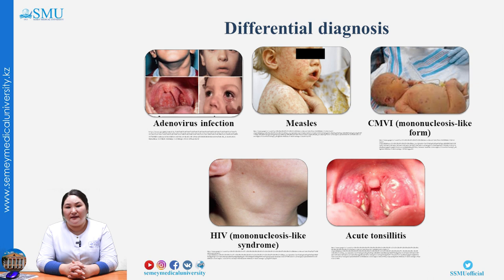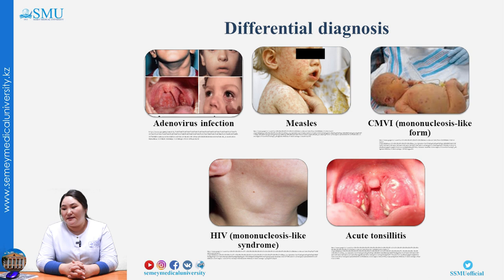The next disease is adenovirus infection, which is one of the ARVIs. Common signs are intoxication syndrome, tonsillitis, lymphadenopathy, and hepatosplenomegaly too. But in adenovirus infection, there are also catarrhal signs like conjunctivitis, runny nose, cough, and pharyngitis.